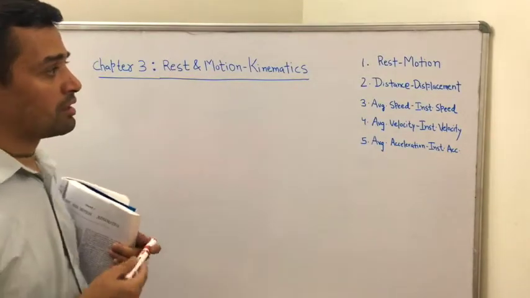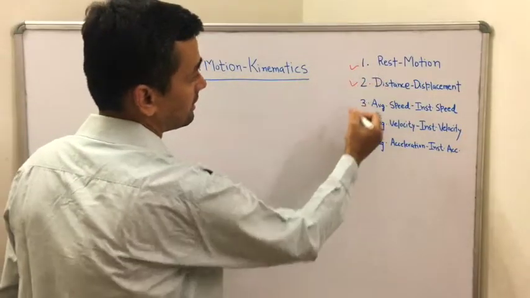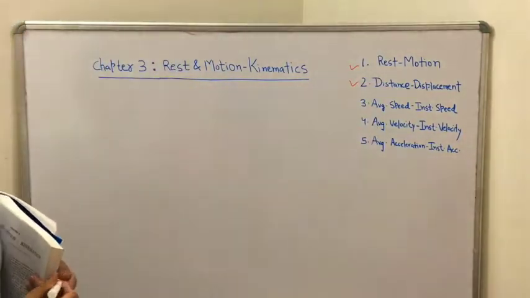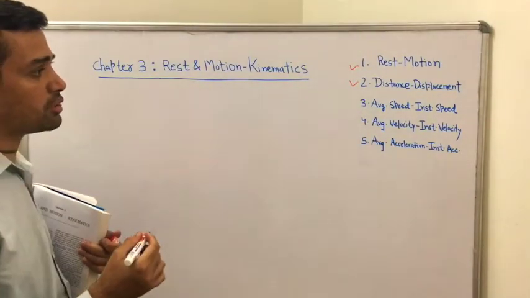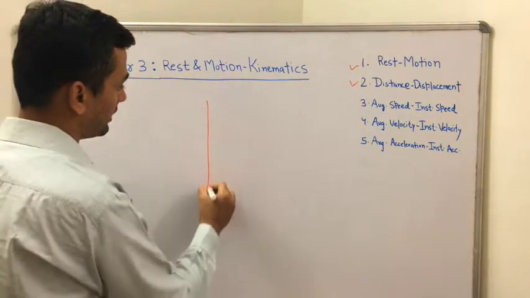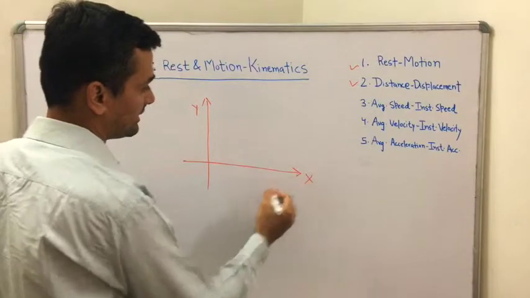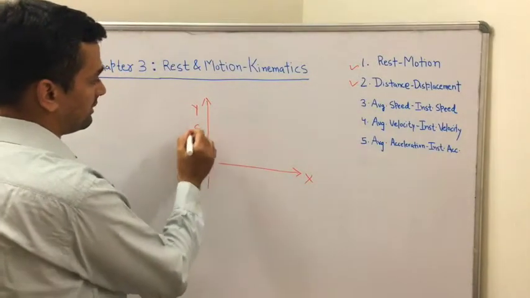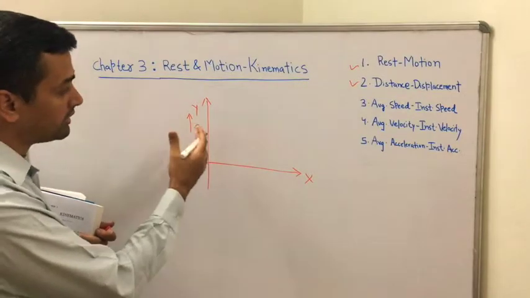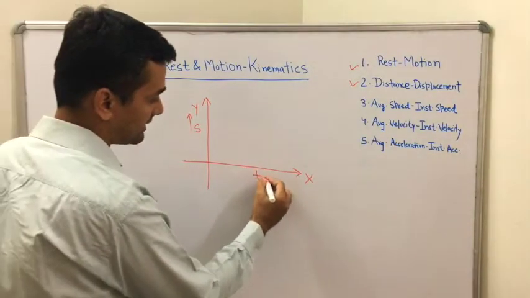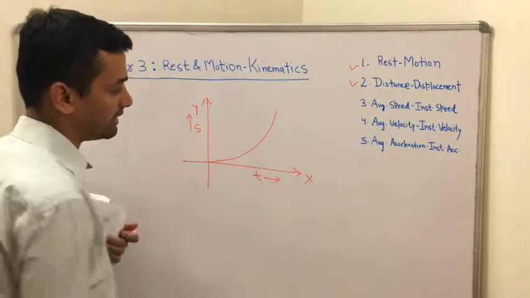Now let us come to the next topic, that is average speed and instantaneous speed. Let us try to understand this by way of a simple graph. So we have the y-axis here, we have the x-axis here. Let's say I denote the distance covered by a body on my y-axis, and the x-axis is the time it takes to cover that distance. And I say that let's say it is a curve like this.